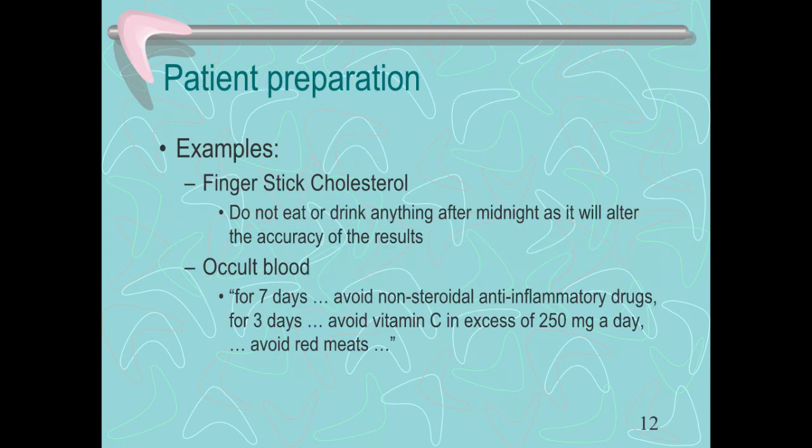Patient preparation. Finger stick cholesterol. You want to be sure that they do not eat after midnight, because it will alter the accuracy of the results. Occult blood for 7 days. Avoid anti-inflammatories for 3 days. Avoid vitamin C in excess of 250 milligrams a day, and avoid red meats and red dye as well. So those are things for preparation that you would tell that patient. Be sure that you avoid these things, or be sure that you do these things.